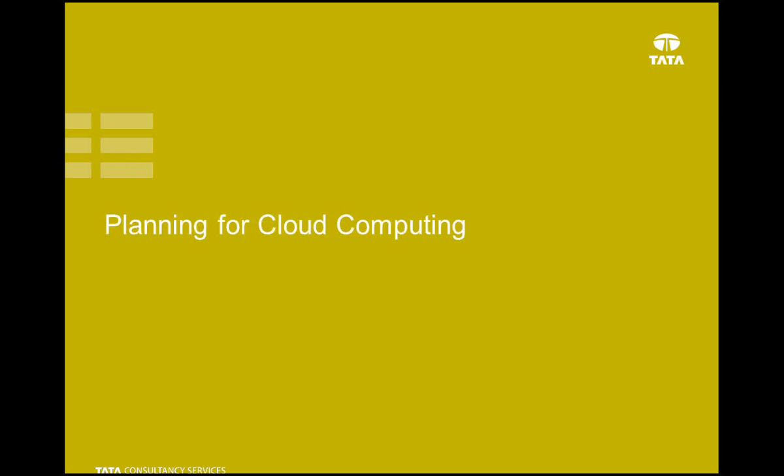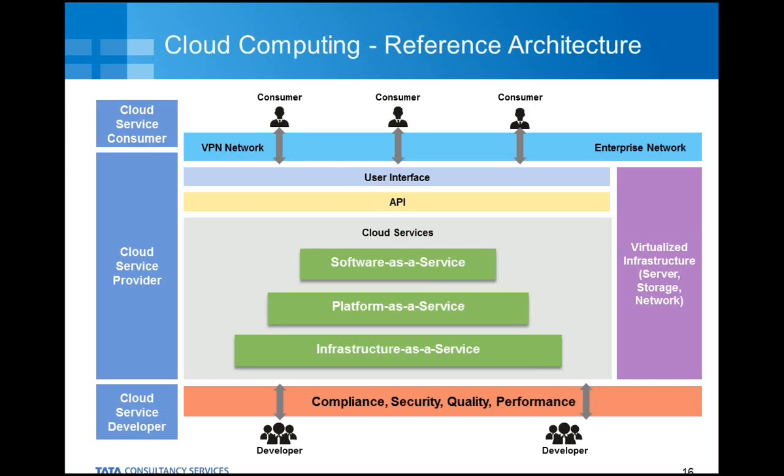Okay, now let's have a look at what parameters and things you need to look at if you are planning for cloud computing. This shows a reference architecture of cloud computing, wherein there are basically three different kinds of communities or groups. Obviously, the cloud service provider being the core, and on one side the cloud service developer, and on the other side the cloud service consumer.